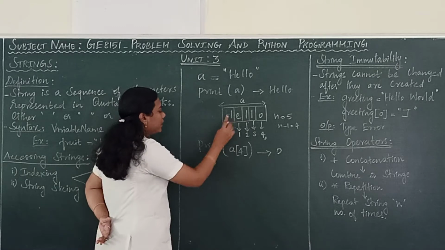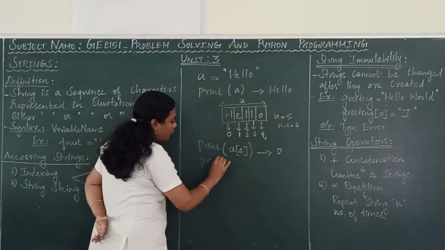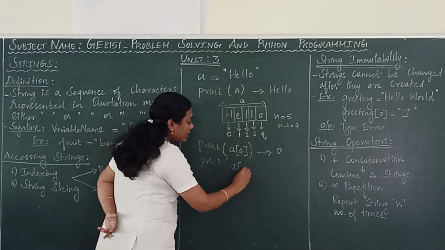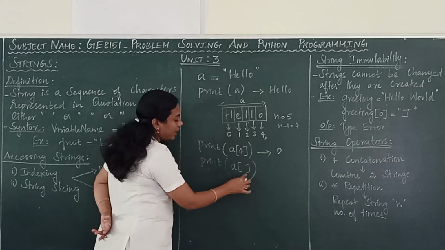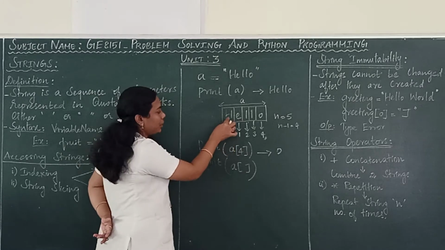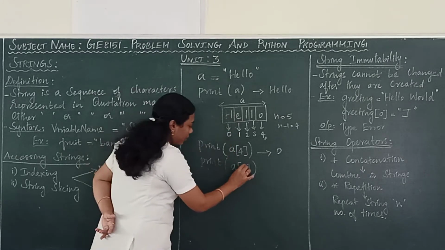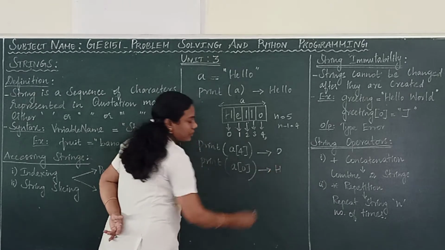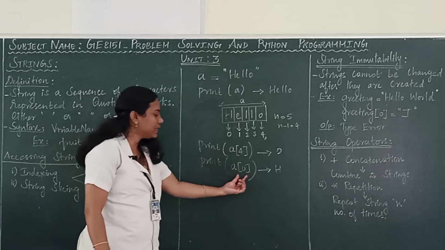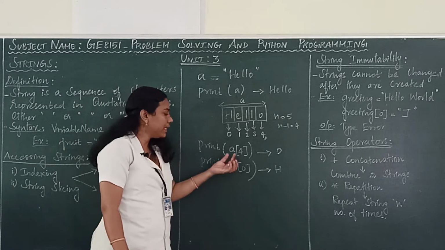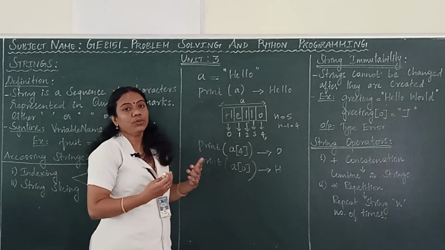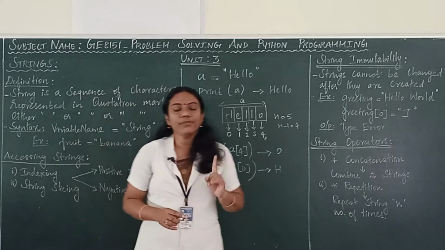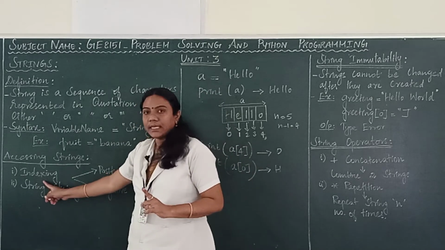If I need to print the character H, how should I write the code? Print, the name of the string is A. Inside the square brackets, the index symbol, I need to provide the position. What is the position that represents H? It is 0. If I provide a print statement like this, I will get the output H. Like this, with the help of the index operator as well as the index value, we can print a particular character from a string. That is your first way of accessing, that is indexing.